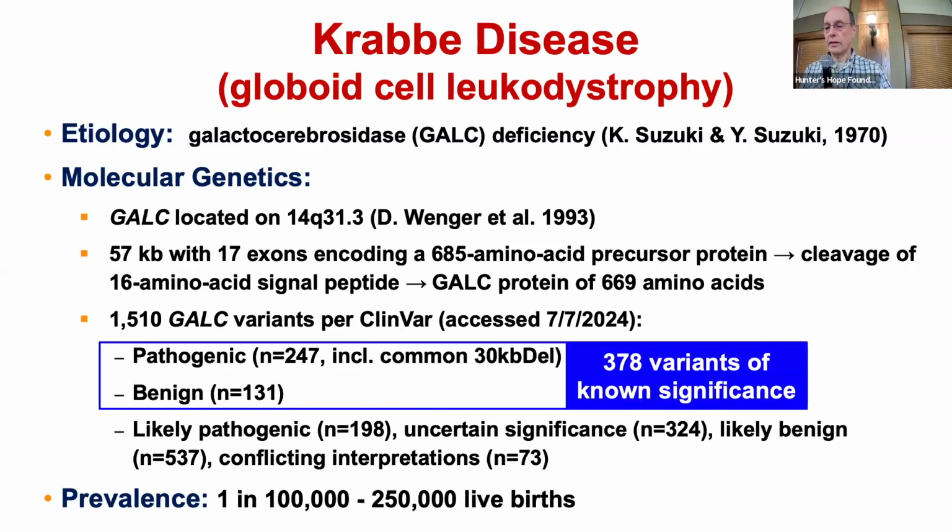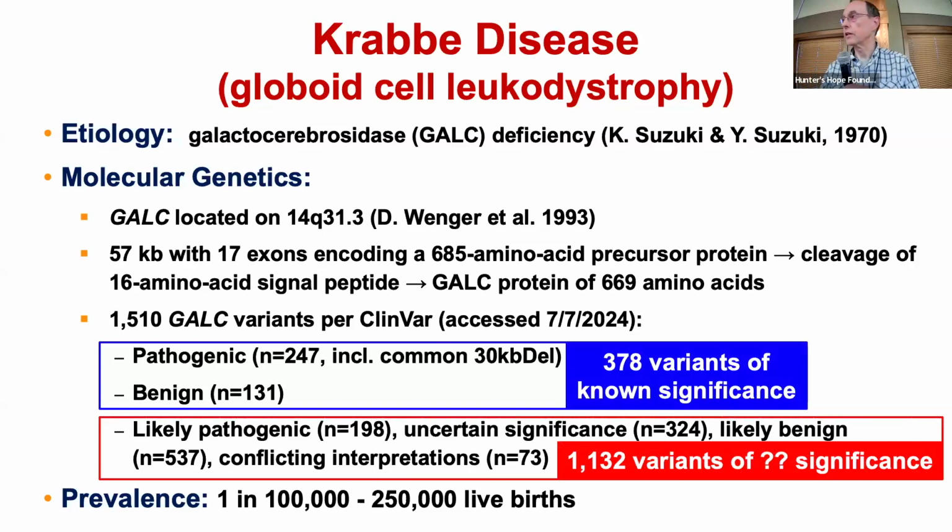Then you have another group that are likely pathogenic, of uncertain significance, likely benign, or with conflicting interpretations. And that is 75% of all the variants that we know. So you can imagine, if you do molecular testing, you may find a pathogenic variant and know what it means, but most of the time it will probably be linked with another variant that is not of known significance. So you develop what I consider a genotype of uncertain significance.